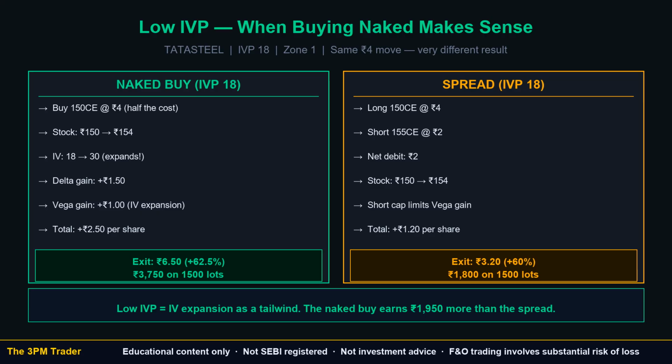What happens this time? Delta gives you 1 rupee 50, same as before. But now IV expands from 18 to 30 as the stock starts moving. That IV expansion adds 1 rupee per share through Vega. Total gain 2 rupees 50 per share. Option price 6.50, up 62%. Two things working for you: direction and volatility expansion.